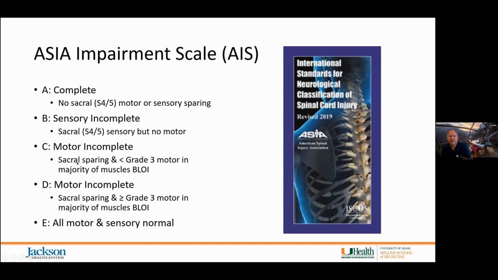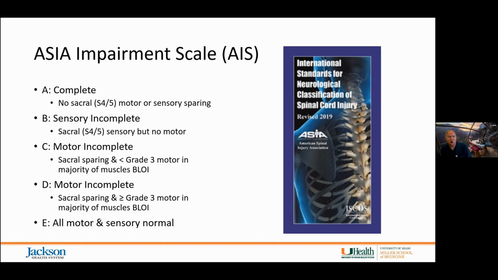C is you have motor sparing but less than anti-gravity motor strength in the majority of muscle groups below the level of the injury. ASIA Impairment Scale D is sacral sparing and greater than or equal to anti-gravity strength in the majority of muscle groups below the level of the injury. And ASIA Impairment Scale E means that you have normal motor function and normal sensory function in all of the dermatomes and myotomes below the level of the injury.